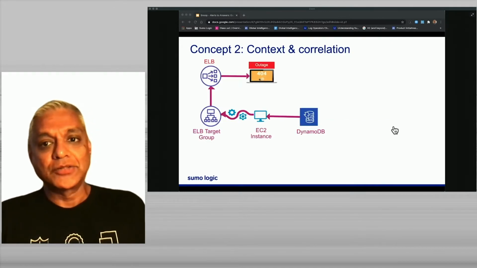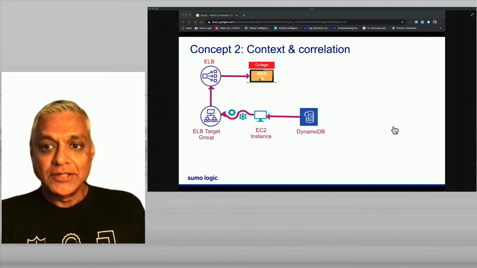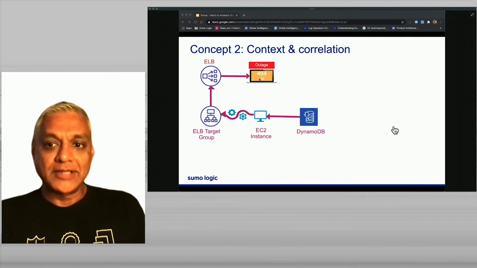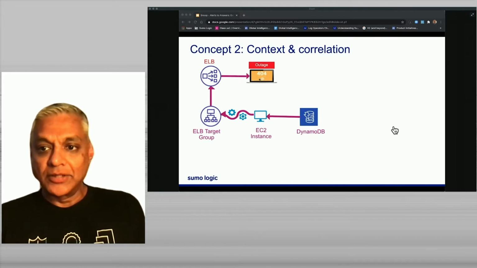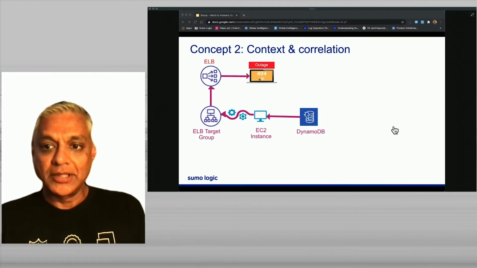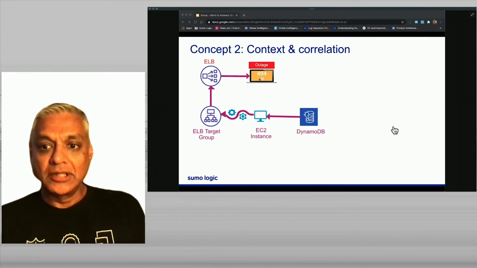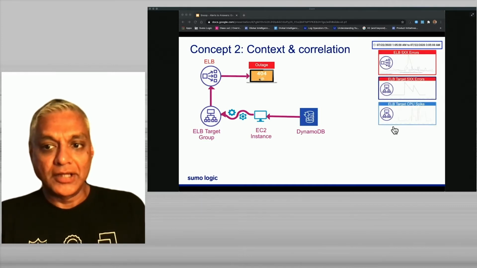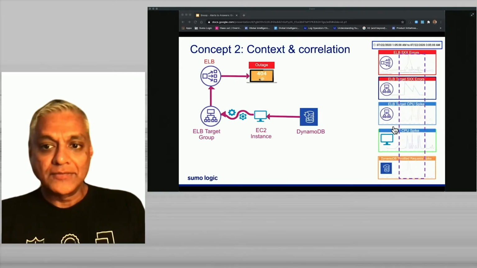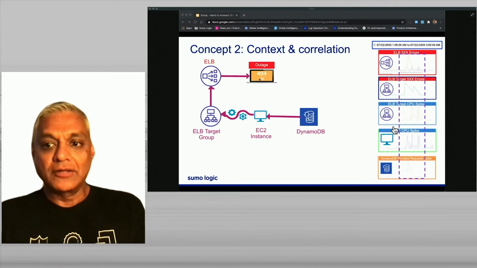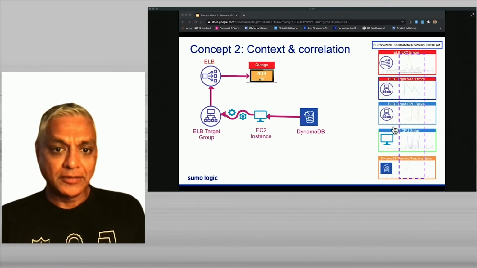Our second concept is this notion of context and correlation. So again, going back to our example, suppose the e-commerce application relies on elastic load balancers, EC2 instances, and DynamoDB. Even in this example, when you start troubleshooting, it is important to know when an incident happened, which AWS account and region the incident happened in, and which application and microservices were affected. In this example, we see spikes in errors along with a whole bunch of other metrics correlated in a short window of time on July 22nd.